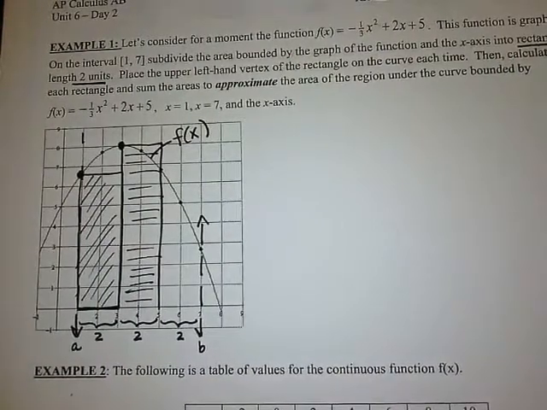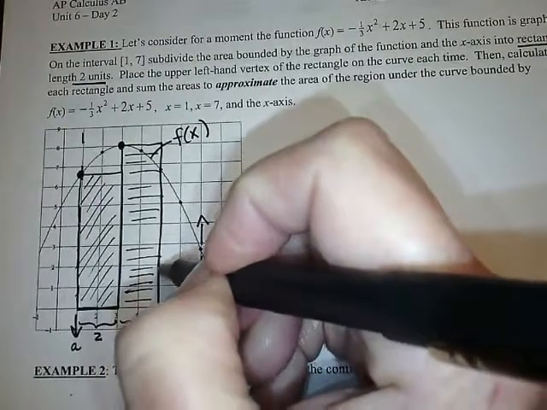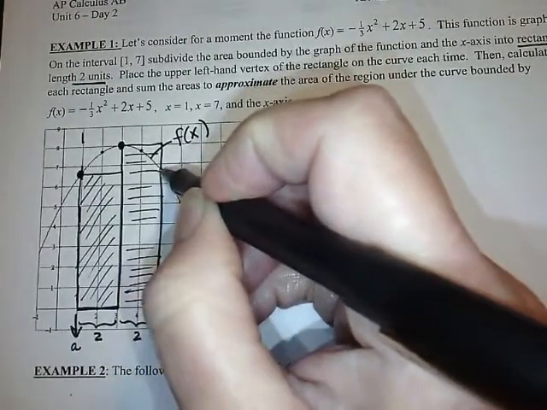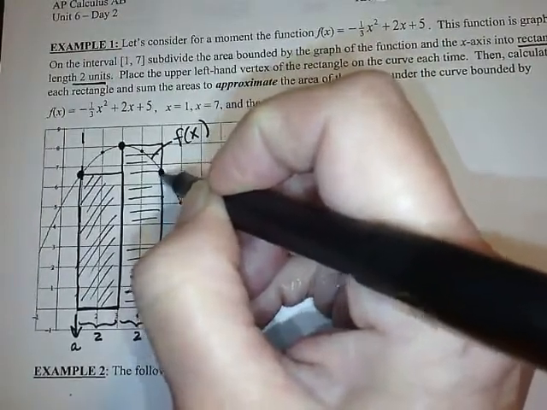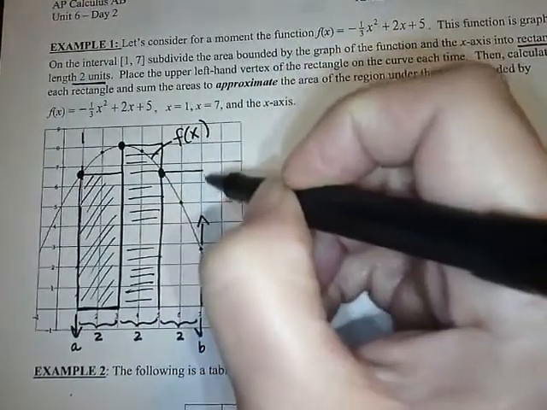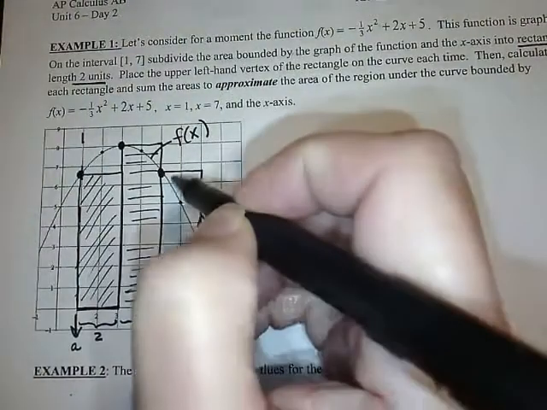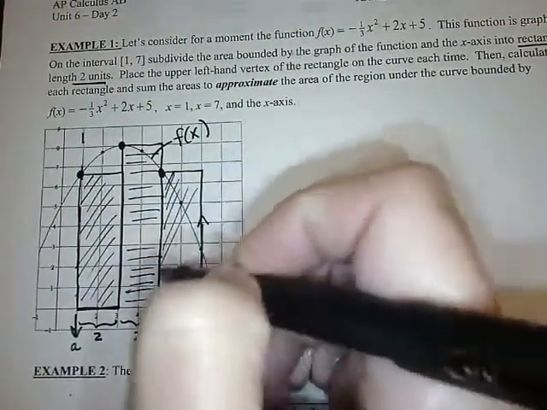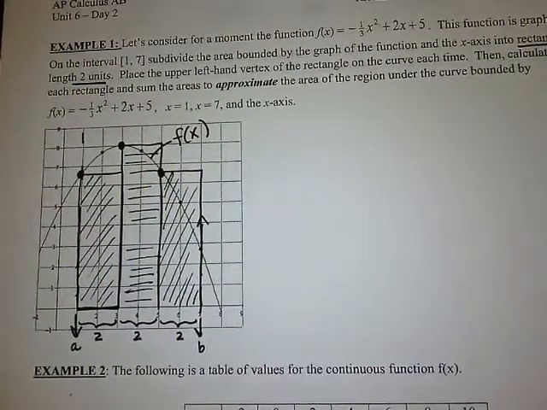And then my third one, again, I go all the way up this line until I hit the curve, which I'm going to hit at about right here. Then I'll go straight over and come down like this. So this one is going to be connected like that. Okay, so now I've made my rectangles.